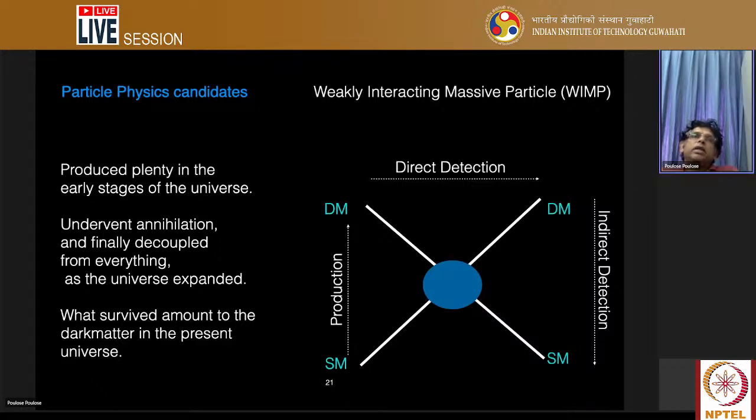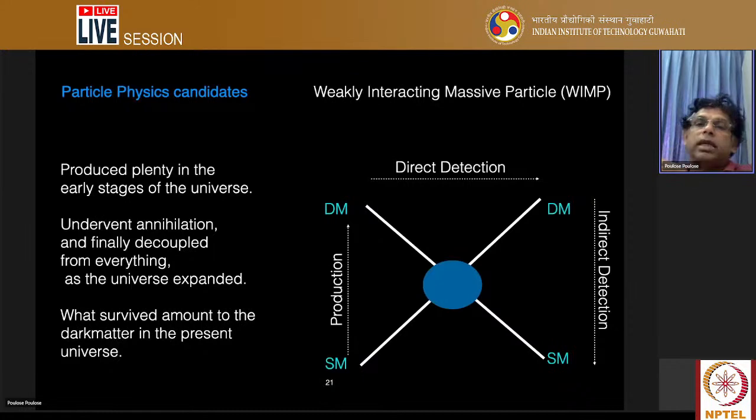Then it is possible that there are regions where these particles are highly dense, gravitating and highly dense, and there they can annihilate each other or interact. Dark matter interaction can give you elementary particles, or particles which we can detect. These are called the indirect detection methods.